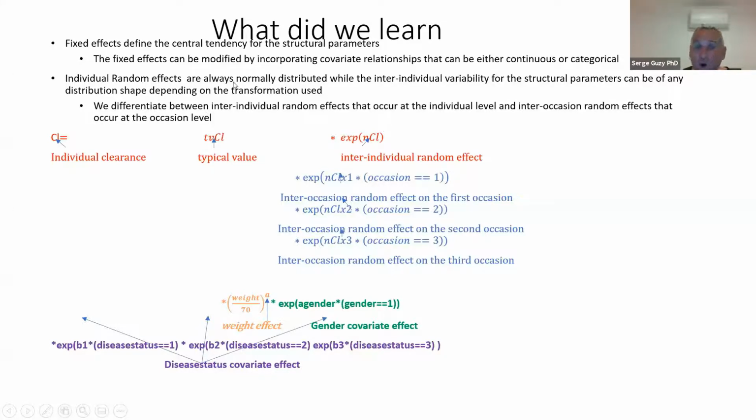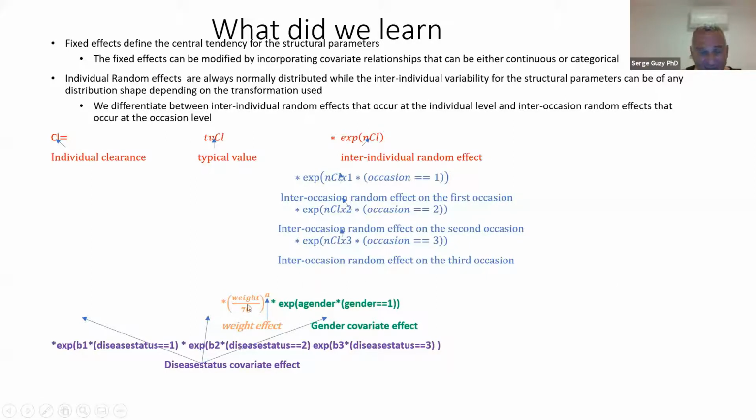Individual random effects are always normally distributed, while the inter-individual variability for the structural parameter can be of any distribution shape depending on the transformation used. We differentiate between inter-individual random effects that occur at the individual level, which means that from individual to individual you sample another value, and inter-occasion random effects that occur at the occasion level. What does that mean, that occur at the occasion level? It's that from occasion to occasion, you sample another value, the NCLX1, NCLX2, NCLX3, as I mentioned here.